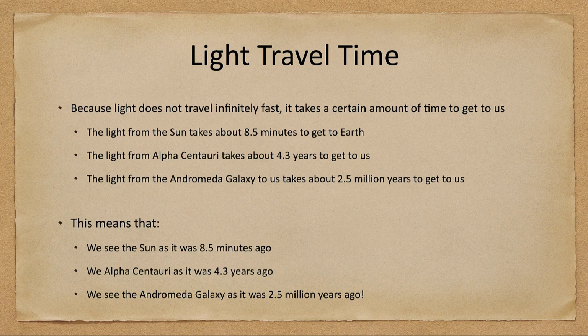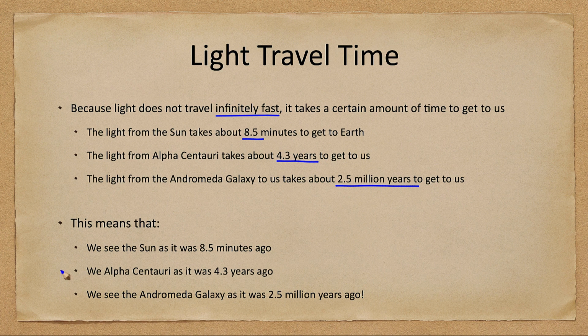Well, we find that light travels at a finite speed. It does not travel infinitely fast. So the light from the Sun gets here in about 8.5 minutes. The light from Alpha Centauri, that nearest star, takes about 4.3 years to get here. The light from the Andromeda Galaxy takes nearly 2.5 million years to get here.